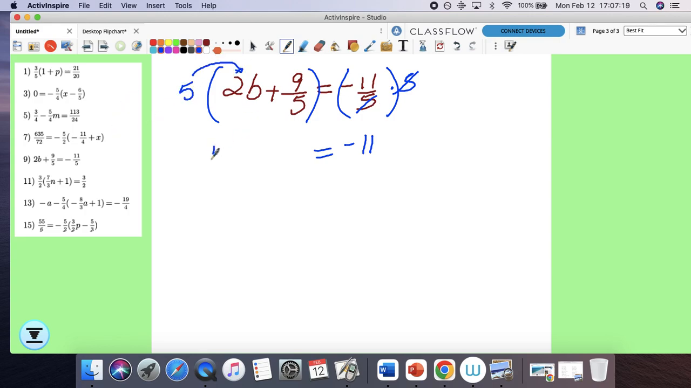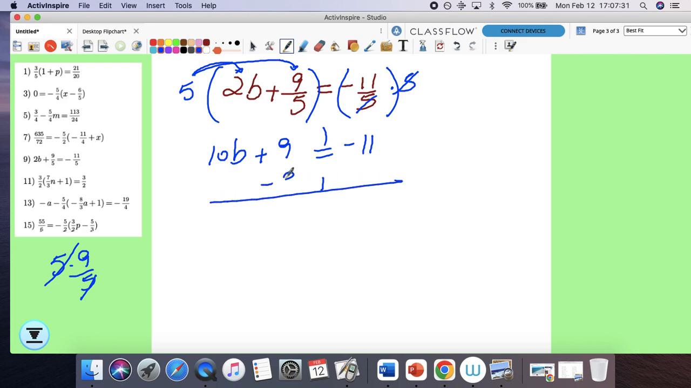On the left side, make sure you do this really properly. 5 times 2b is 10b. 5 times 9 over 5. So here's 5 times 9 over 5. These two simplify, and you're left with 9. Now you can solve this. We're obviously going to do minus 9 here, minus 9 here. That goes away. 10b equals negative 20. Divide by 10, divide by 10. And look at that. This actually is a nice integer.